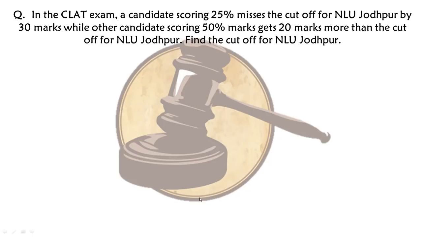Let's take one final question. In the CLAT exam, a candidate scoring 25% misses the cutoff for NLU Jodhpur by 30 marks, while another candidate scoring 50% of the marks gets 20 marks more than the cutoff for NLU Jodhpur. Find the cutoff of NLU Jodhpur. Now, this is a hypothetical question.